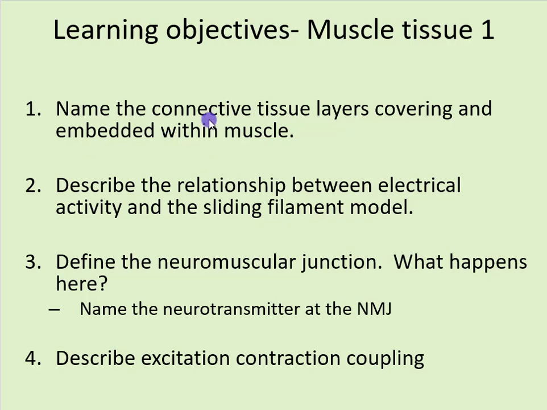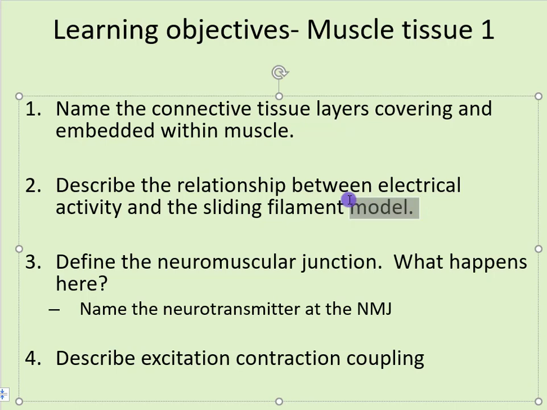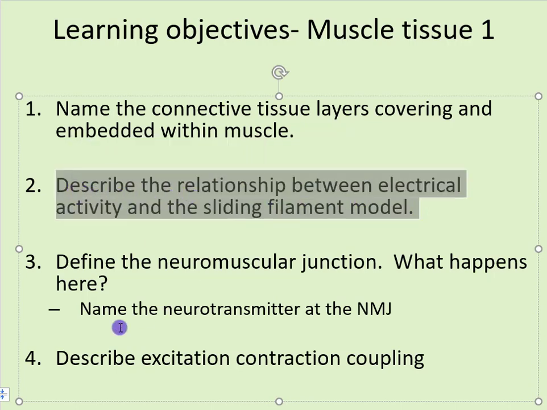Our learning objectives for this lecture are, number one, just looking at a little bit of anatomy: name the connective tissue layers that cover and are embedded within the muscle. Number two, describe the relationship between electroactivity and the sliding filament model. You already have an introduction to this in one of the previous videos, but it's another good chance to revisit this principle now that we've covered electroactivity.